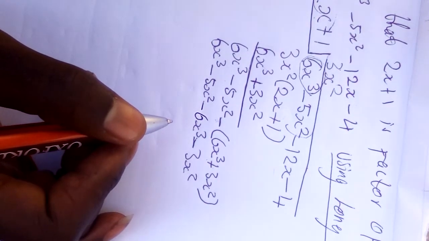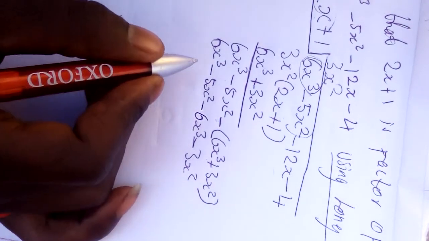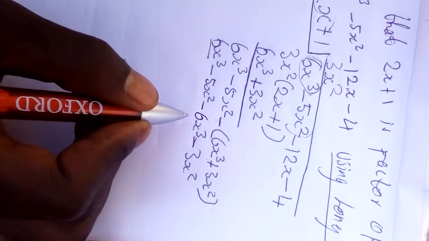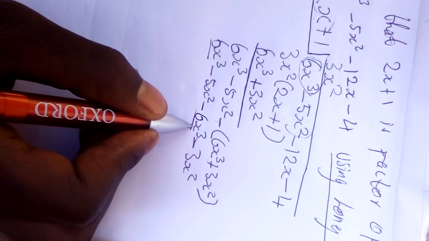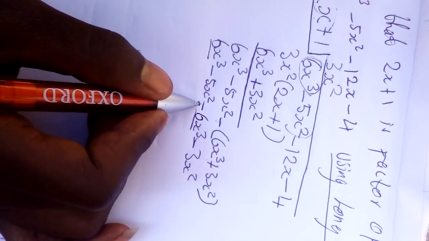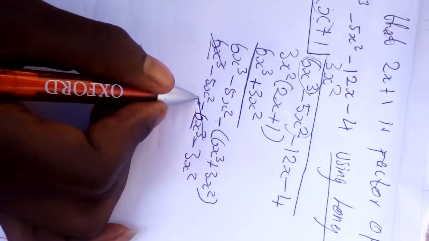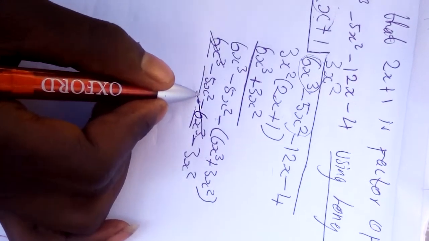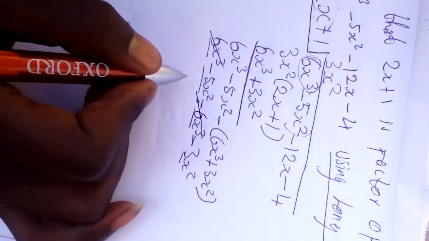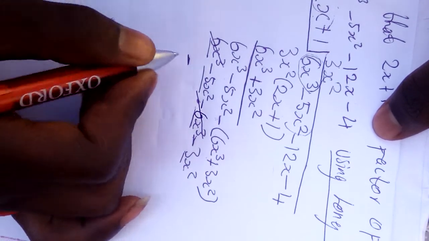Then let us add our like numbers so that we can see what we get from there. When we say 6x cubed is the same as 6x cubed, yes, they are the same, but they are not the same with sign. This one is negative and this one is positive. That simply means this one is going to cancel this one, and we are going to be left with this one and this one. Since we are dealing with negative and negative, we bring our answer as it is, negative.